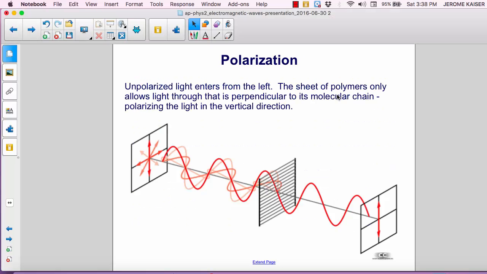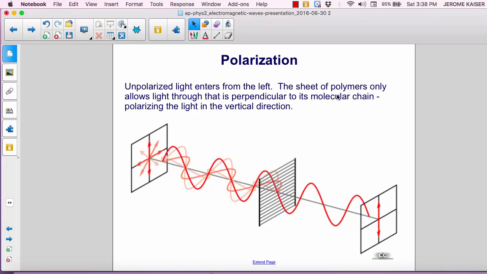Here's a practical picture of how polarization works. On the left is an unpolarized source of light. In the middle is a polarizer with the polymer chains running horizontally and perpendicular to the direction of the path of the light. And at the far end, we have an observation screen.